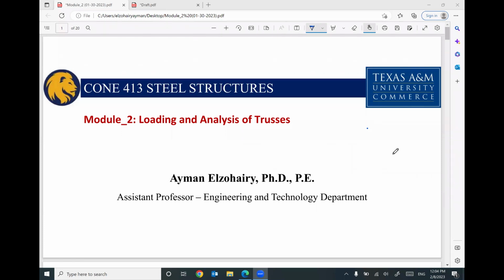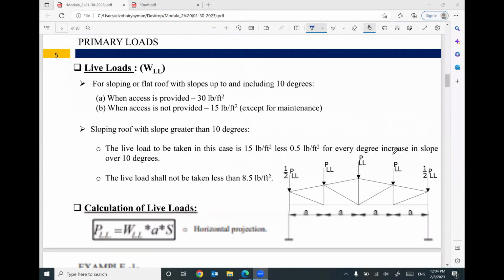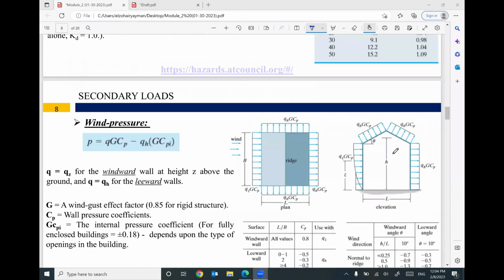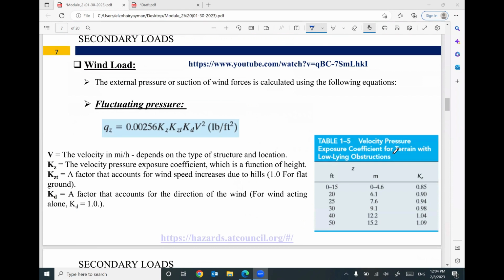We started talking about wind load. So I need everybody to pay attention more about how to calculate wind load. Step number one, we need to calculate the fluctuating pressure using this equation.